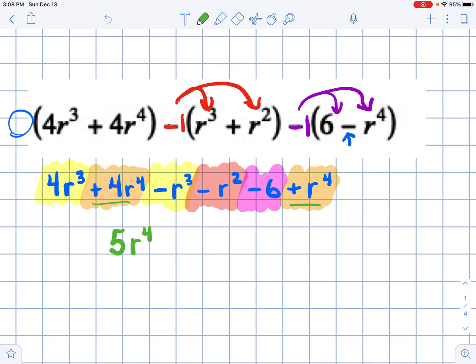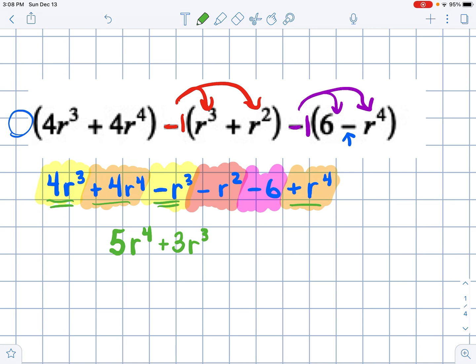And now let's work our way down to the r to the thirds. We have 4r to the third minus 1r to the third. And again, we're working left to right, right? 4r to the third minus 1r to the third is positive 3r to the third. So we're going to write plus for our positive 3r to the third.